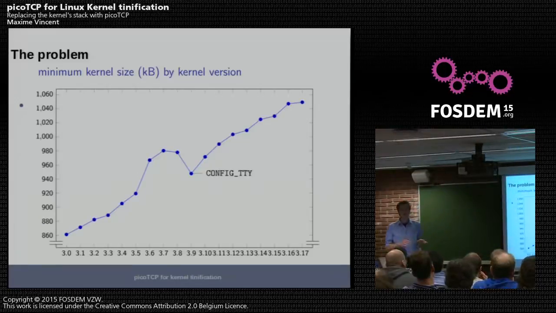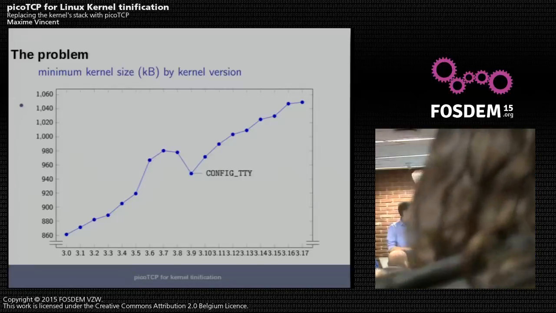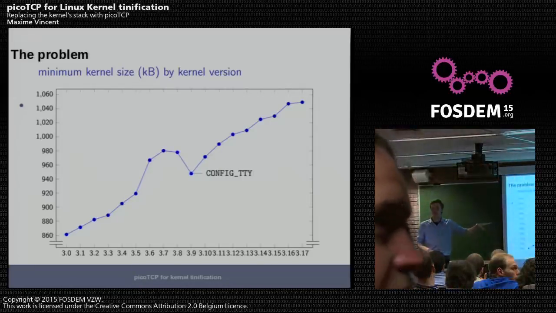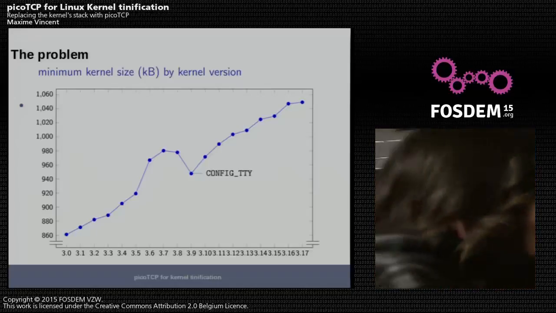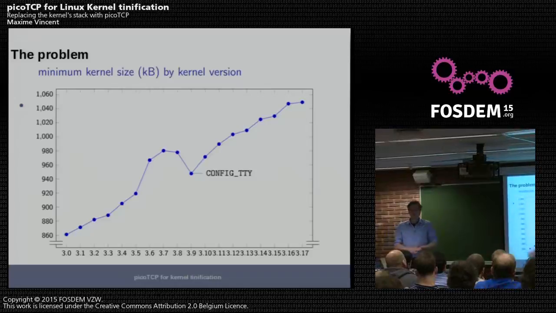This is what make all no config, so it's a default kernel configuration. And what we see is that it's steadily growing. So your kernel is getting bigger and bigger with every version you get. There's a small bump there when the option was introduced to compile out the TTY, but other than that, it's always increasing. And this is not a good thing for tiny embedded systems.